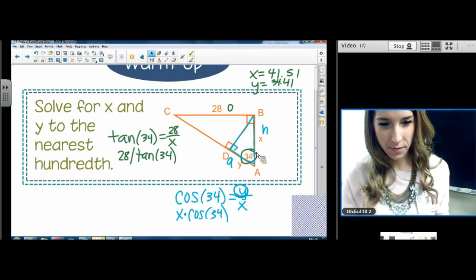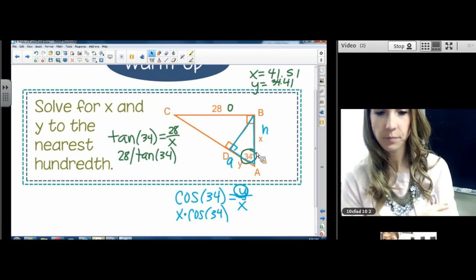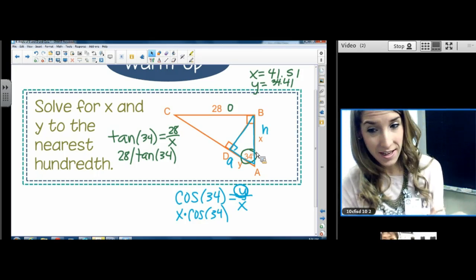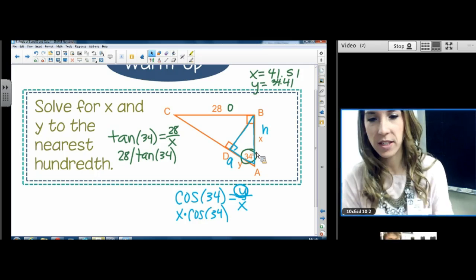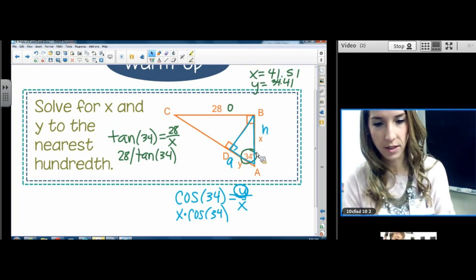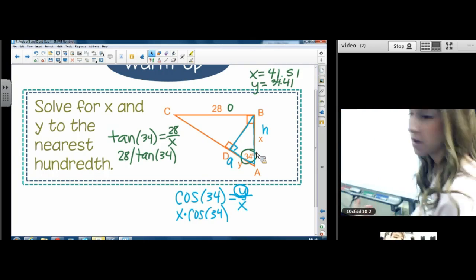Would we have gotten the same thing if we used the rounded number? So if we were rounding to the nearest thousandth, we would have been in trouble, but we were rounding to the nearest hundredth, so we would have gotten the same answer either way. Okay.